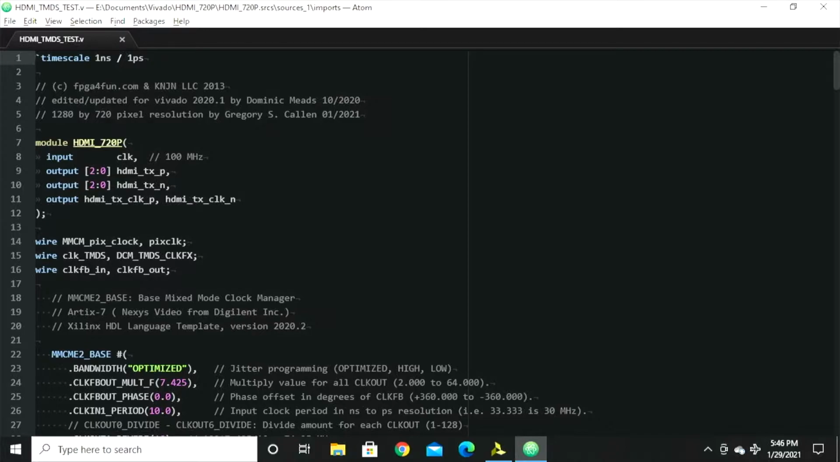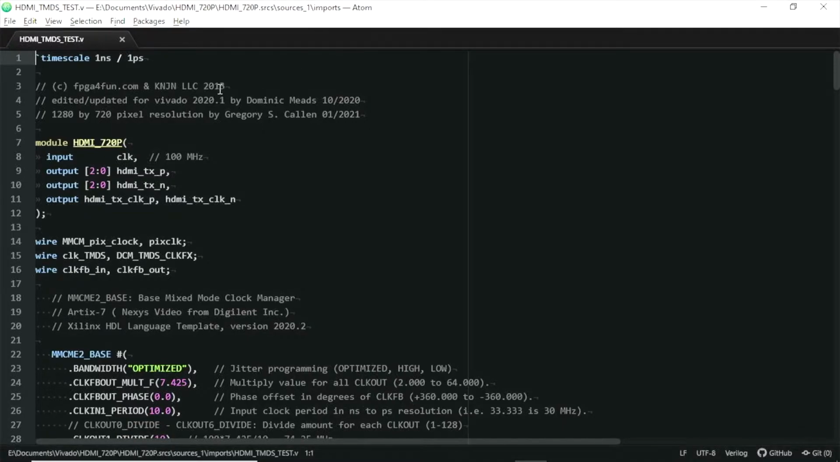I updated the HDMI module. It was 640x480 pixels, and I've since updated it to do 720p. Here we have the original that was done in 2013. I believe it was under the ISE, Xilinx ISE IDE. And then Dominic Meads updated it from ISE to Vivado, but it was still 640x480, I think. And I've gone up a substantial amount of resolution, 1280 pixels by 720 pixels, which is a standard television set.